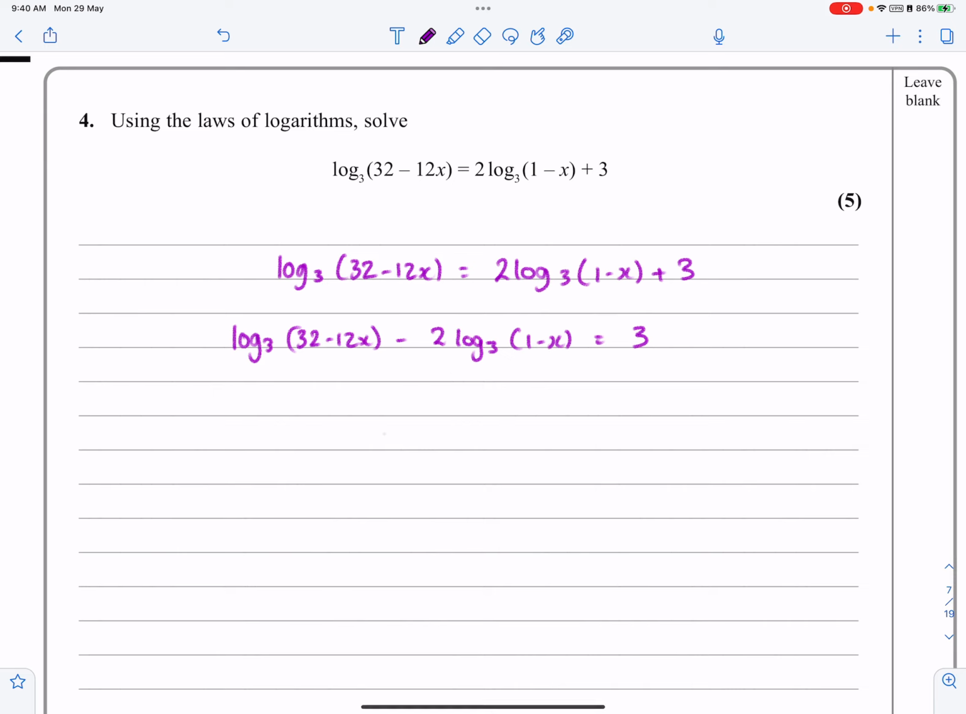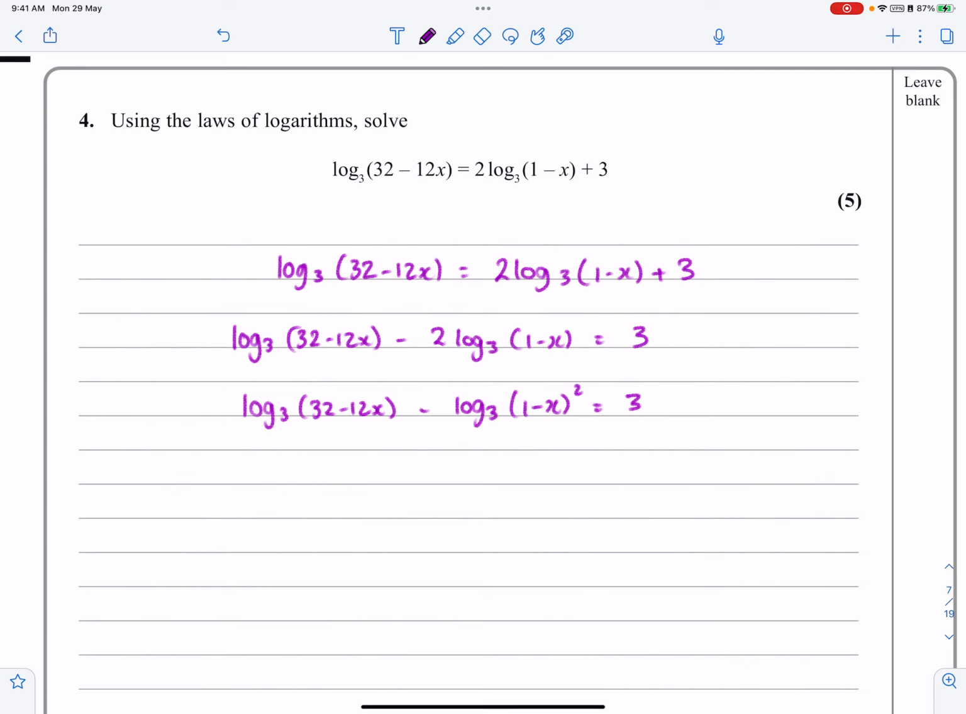One of my log rules states that if I've got n log a to any base, it doesn't matter what the base is, what we can do is we can take the power up there, so we get log a to the n. So that's what I'm going to do with this term first of all, so that the 2 moves up into the powers. So let's just do that. Everything else is staying the same. Log 3, 32 minus 12x minus log 3, 1 minus x squared is equal to 3.